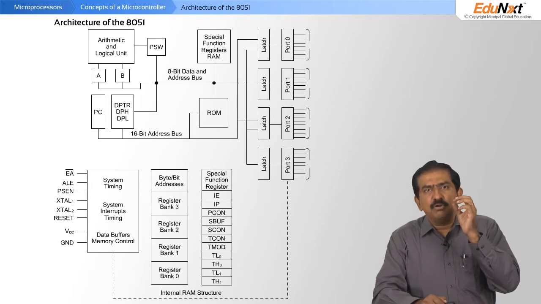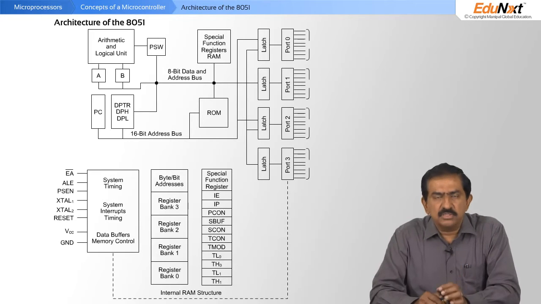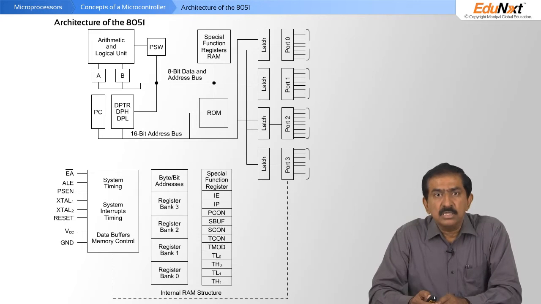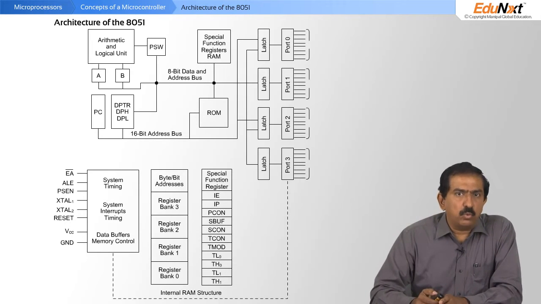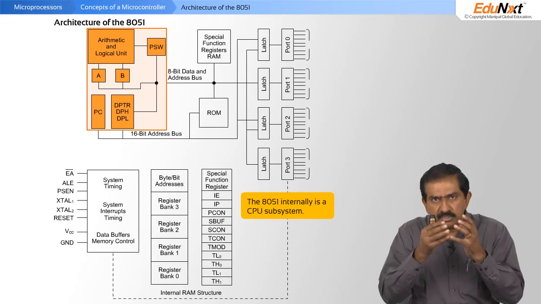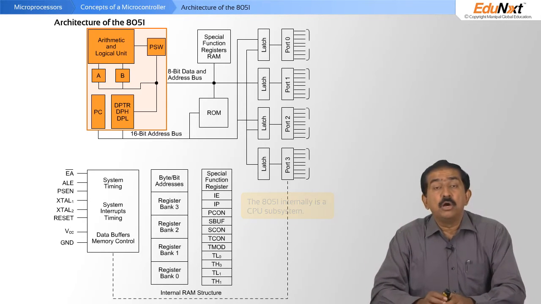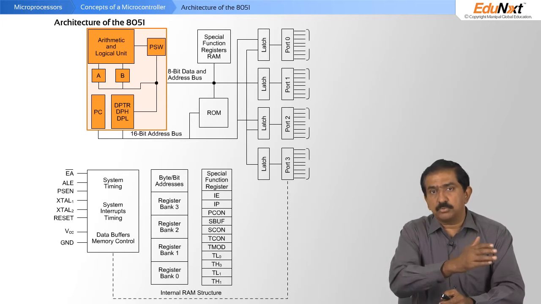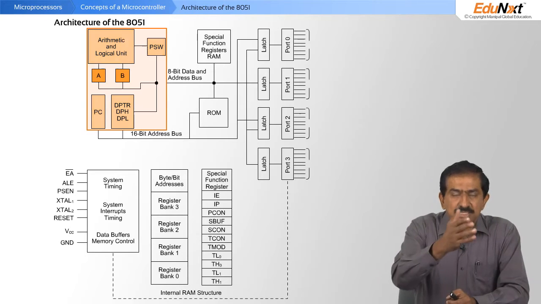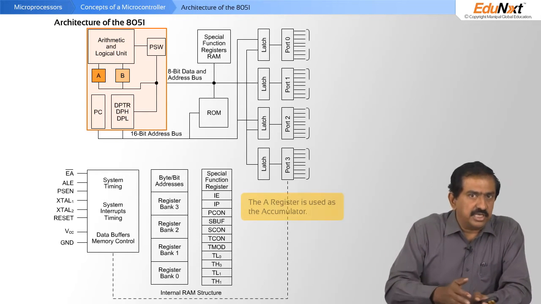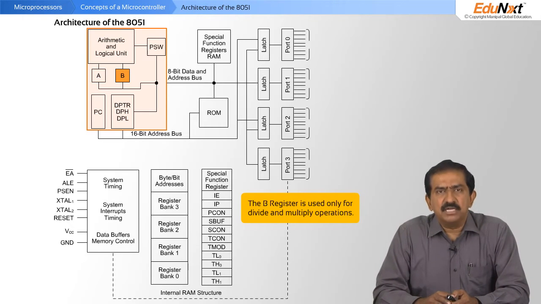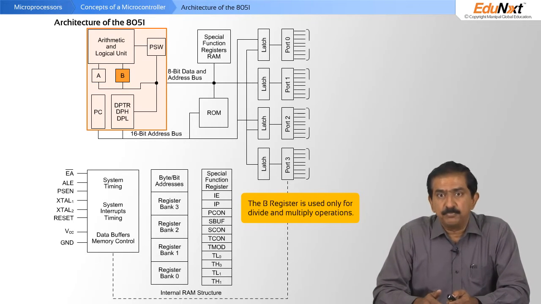Let's look at an example of one of the most widely used, the most famous of these microcontrollers. It's called the 8051, right? First of all, the 8051 internally is a CPU subsystem. I told you it has a processor and that permits a whole bunch of operations. All standard instructions available in a microprocessor are also available in the microcontroller. It has two registers, in this case the A and the B register. The A register is used as the accumulator. The B register is used only for the divide and multiply operations. It doesn't have much use otherwise.